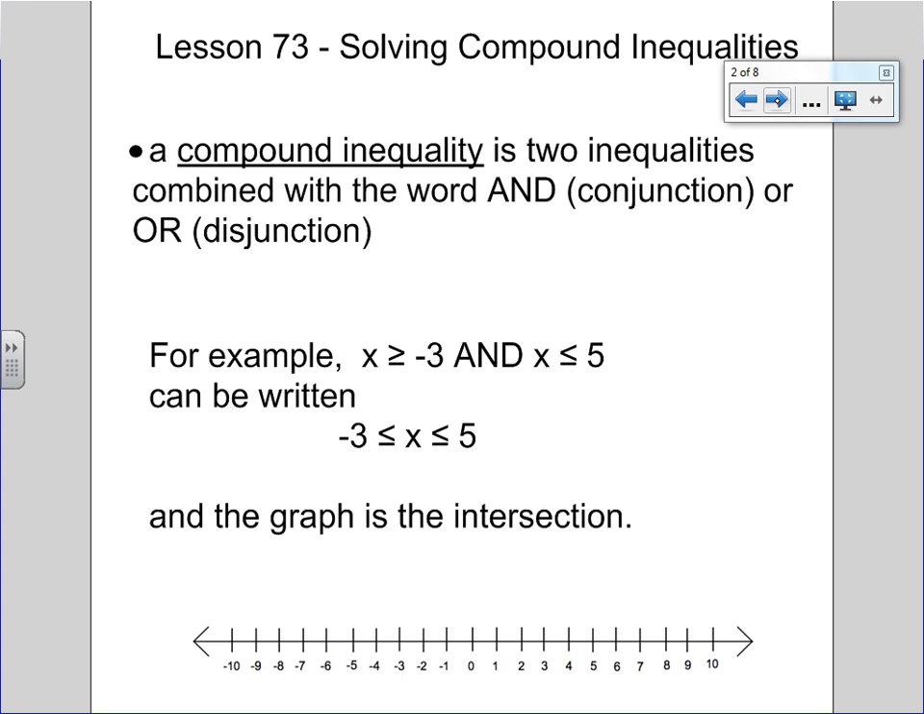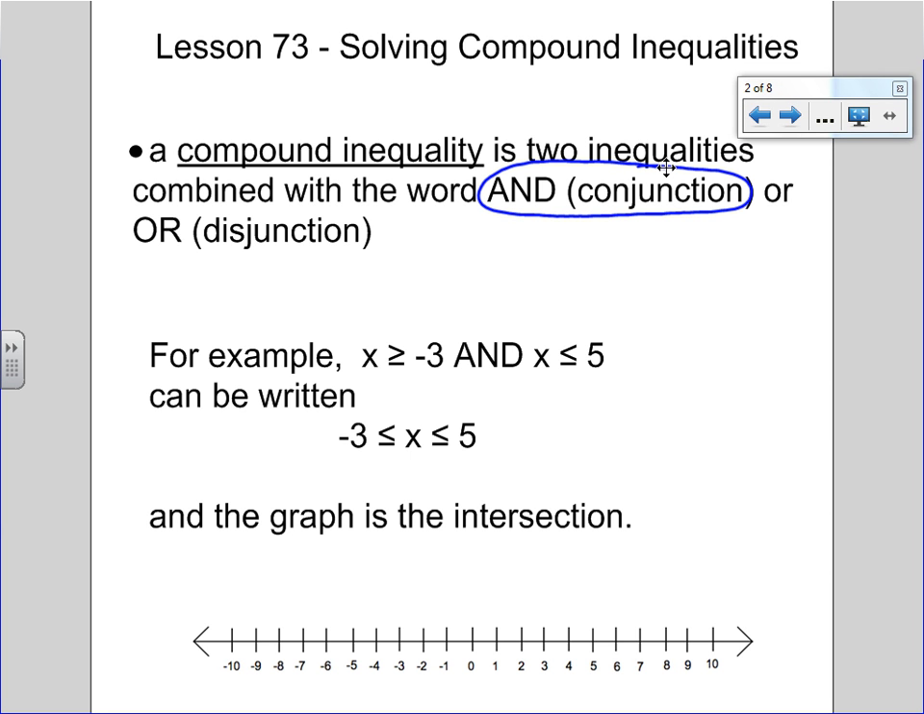What we're talking about today is lesson 73, solving compound inequalities. A compound inequality is two inequalities combined with the word and, which is a conjunction, or the word or, which is a disjunction. For example, x is greater than or equal to -3 and x is less than or equal to 5. This can be written as -3 is less than or equal to x.